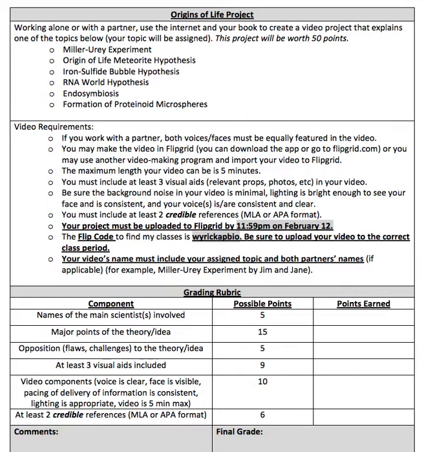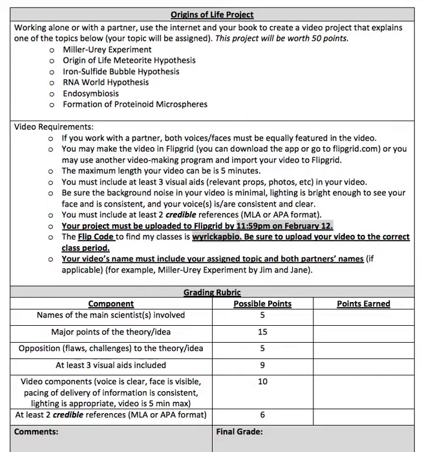The maximum length that this can be is 5 minutes. So don't go on forever and ever. Be pretty straight to the point. You see the instructions and everything it has to have down at the bottom in the grading rubric section. I have to know the main scientists that are involved. I have to know the main points of this theory. I have to know what opposition they faced, like, what were some people that said, that's not going to work because of this. So I want to know what were those flaws or challenges in their experiment or hypothesis.